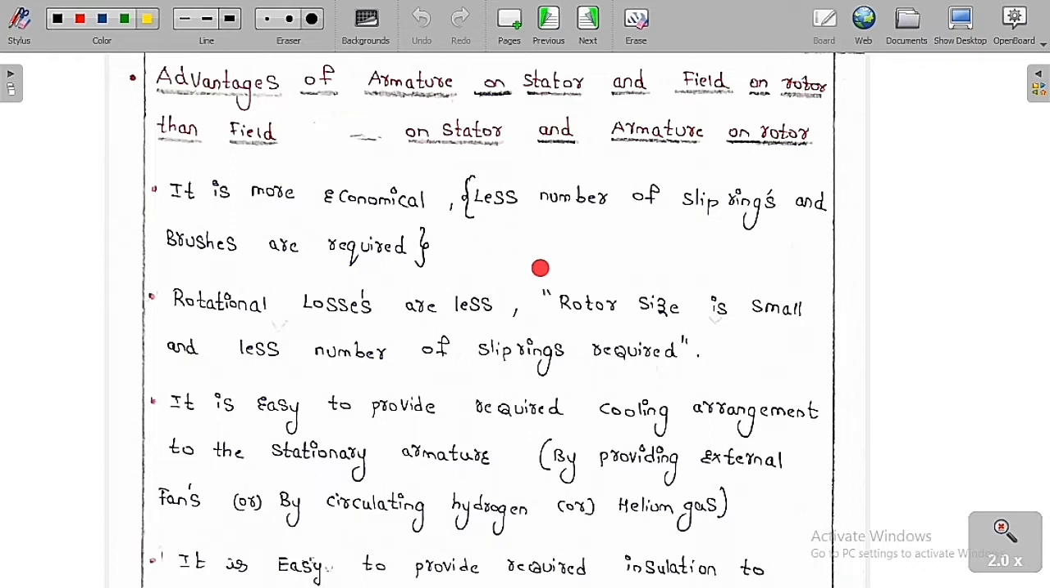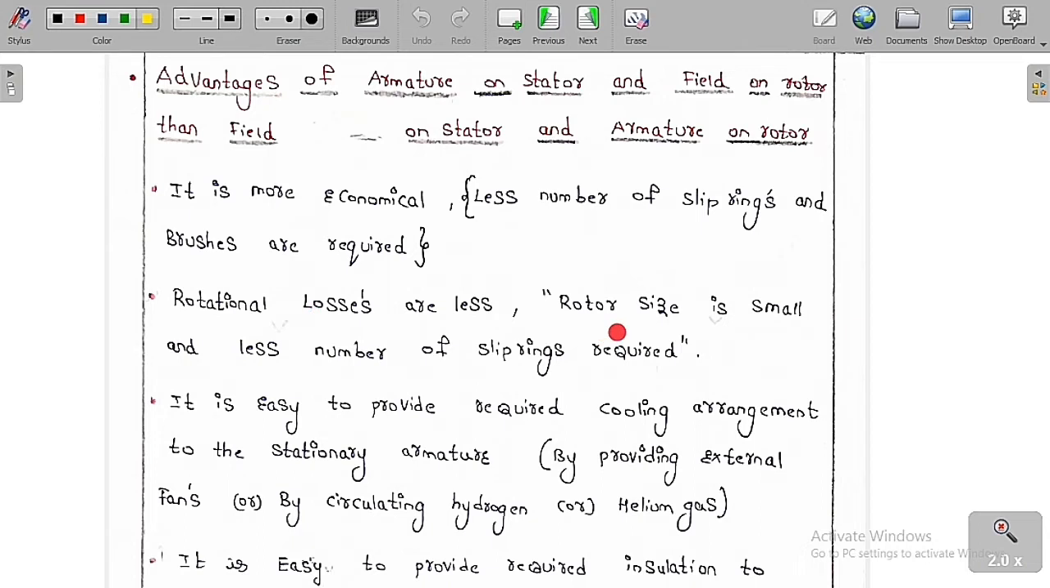Because of that, fewer slip rings and fewer brushes are required. So it is very economical, because fewer things required means you have to invest less money. It is more economical because fewer slip rings and brushes are required.